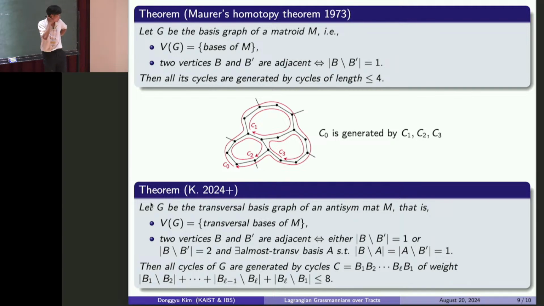And also, what I want to highlight more is that our theorem implies the original Mauro's theorem as well, because we already know that a matroid is an antisymmetric matroid, and we can easily find some relation between their basis graphs. So actually, this is my last slide except the thank you, but I want to say something more interesting lying on this kind of topic.